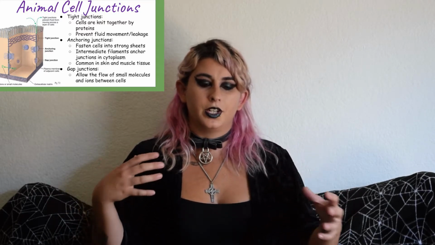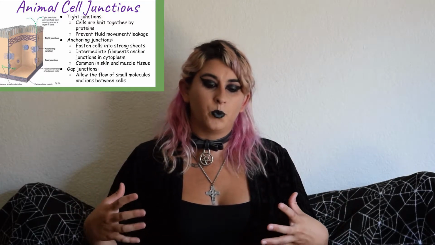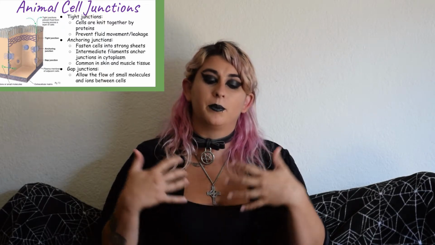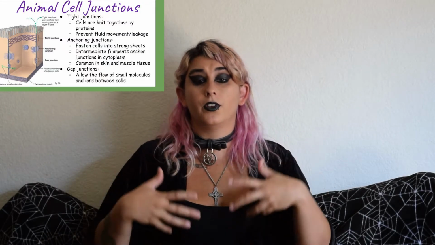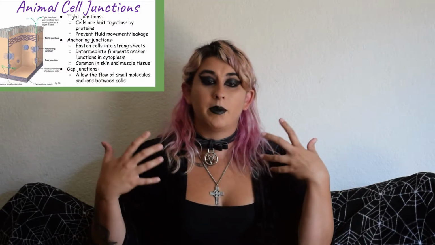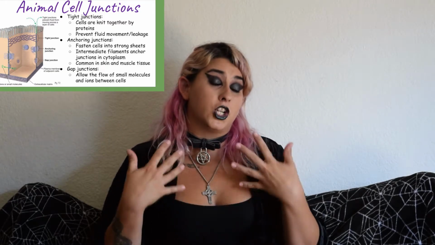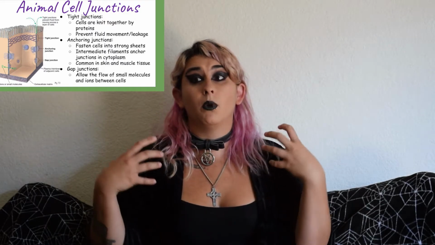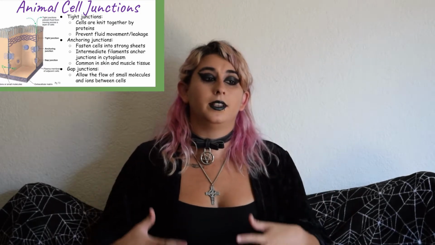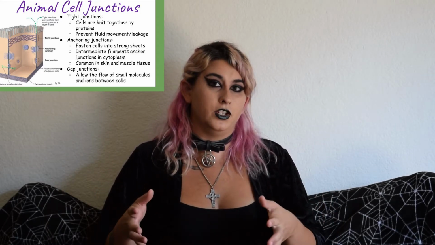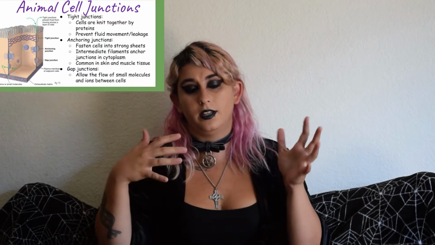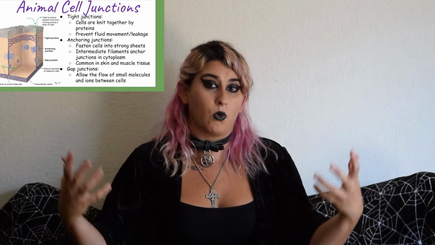The first kind of junction is known as a tight junction, where the cells are knit together by proteins very tightly, and that prevents the movement and leakage of fluids. This type of junction is very important in things like the digestive tract, where one side of that junction is very acidic and the other side is not. So it's very important that fluids cannot leak out of those tissues or into the bodies of the cells that are directly touching the interior of the greater organ.